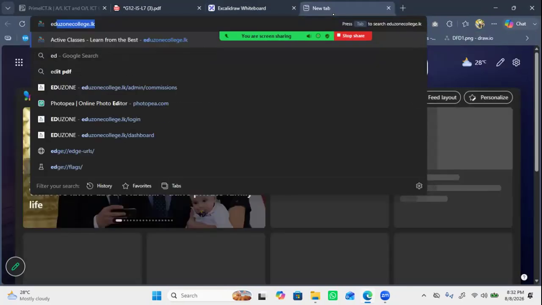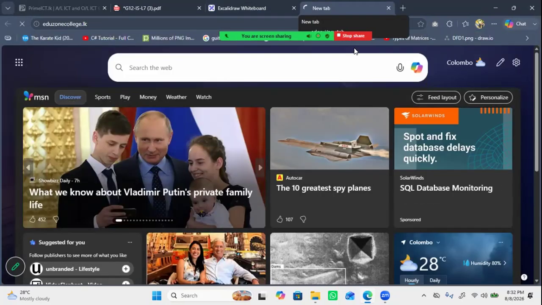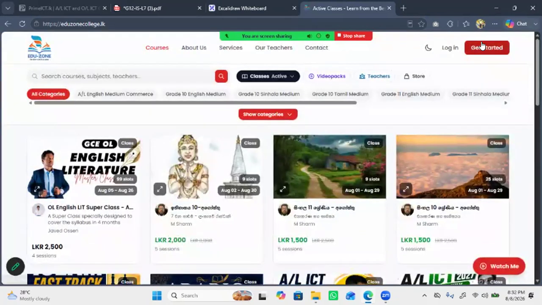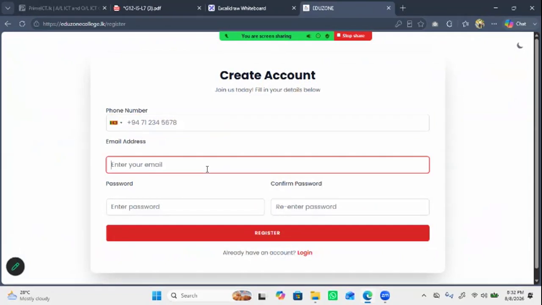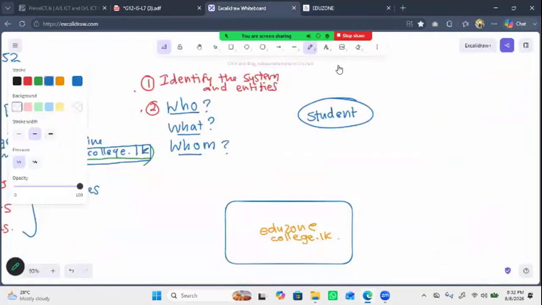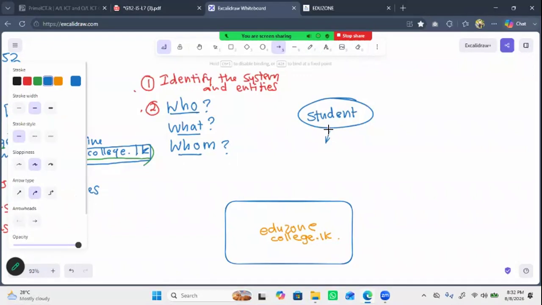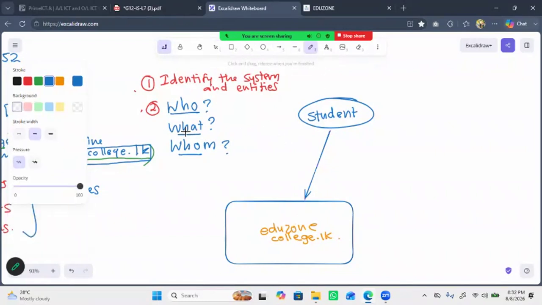Let's see. On eduzonecollege.lk, you come to the get started button. You click the get started button. You are giving the phone number, your email address, and a password. Our email address is not compulsory also. So I will just say the student is giving the system. Who is giving? Student. What is giving? Email, phone number, password. I will write them.